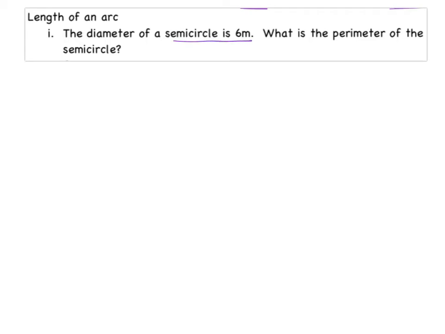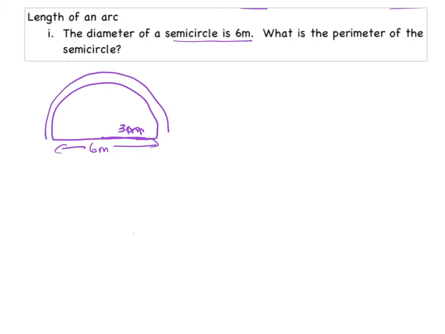So the first thing we should do is draw a diagram to help us understand what's going on. So we have a semicircle and the diameter is 6 meters, which means that the radius is 3 meters, half of 6. Okay, so to find the perimeter, we're going to have to find what is the length of this arc here and then add in the diameter.